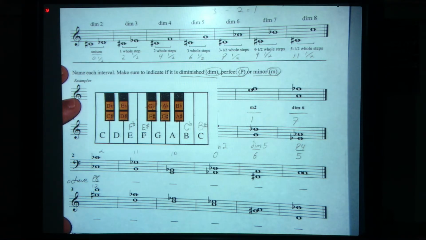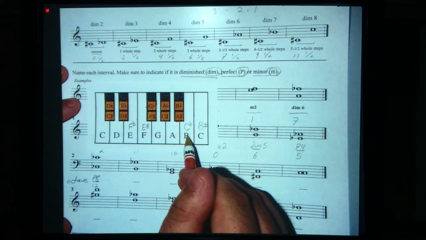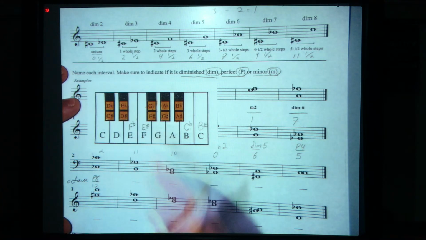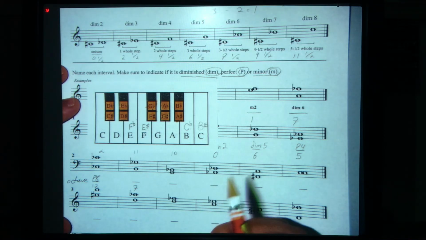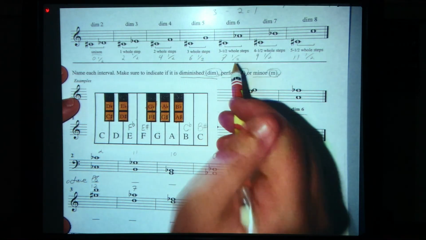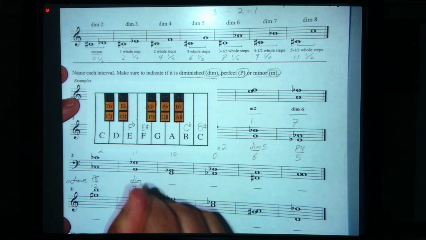Our next one is a B up to a G flat. So let's start on B. B is 0, 1, 2, 3, 4, 5, 6, 7 half steps. 7 half steps. There we go. Now, knowing that we have 7 half steps, let's look up at our key. Diminished sixth is the one with 7 half steps. So we write diminished sixth.